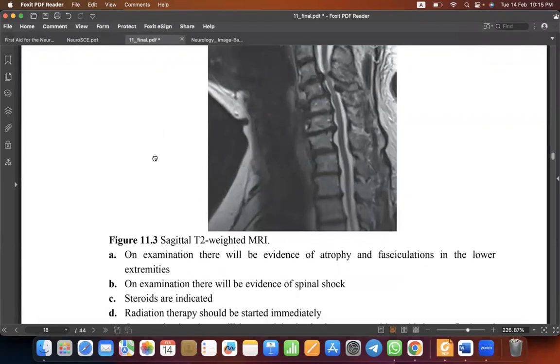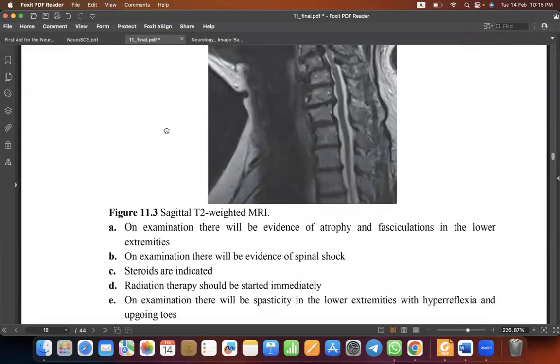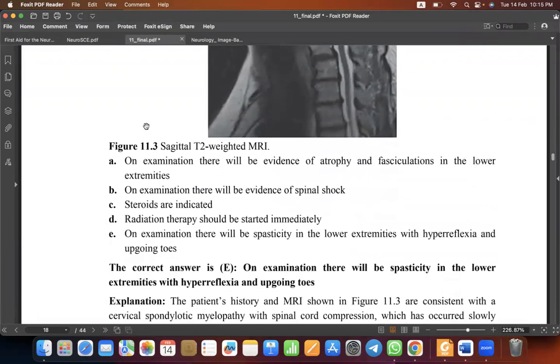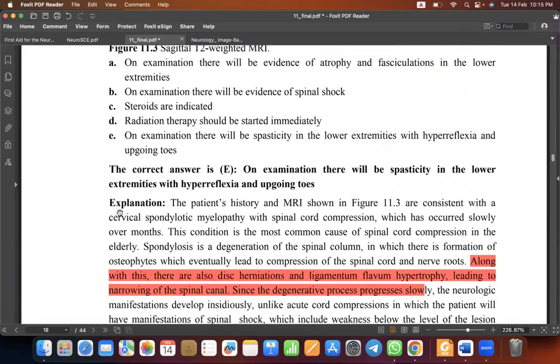The radiation therapy should be started. Okay, on examination there is spasticity of lower limb, hyperreflexia, upgoing toes. So E will be the most important answer.